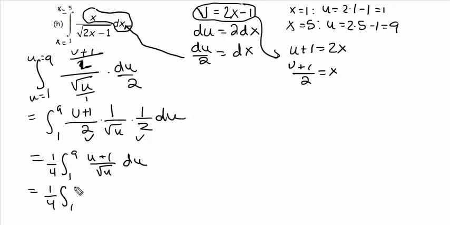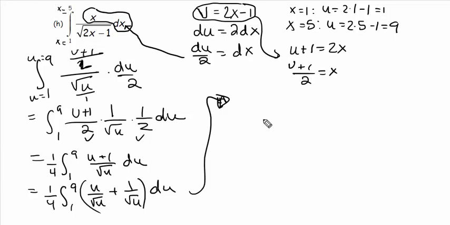And this is still a little bit messy to work with, so I'm going to rewrite it as u over the square root of u plus 1 over the square root of u du. Then, off to the side, because this is a little bit longer, and remember how I said the U substitution ones might take a little bit longer to do.